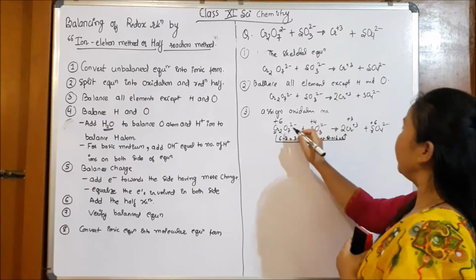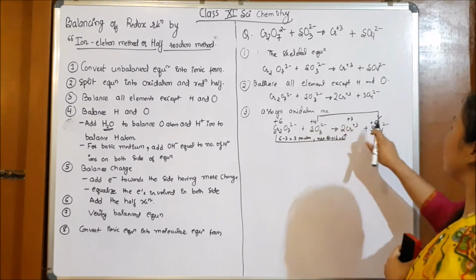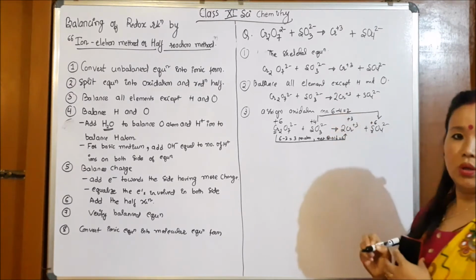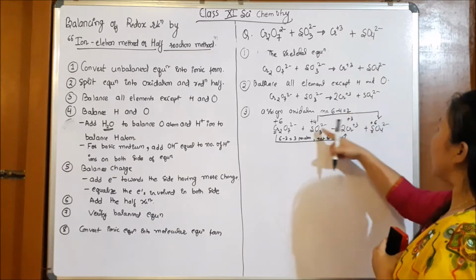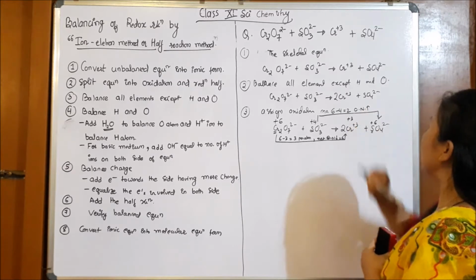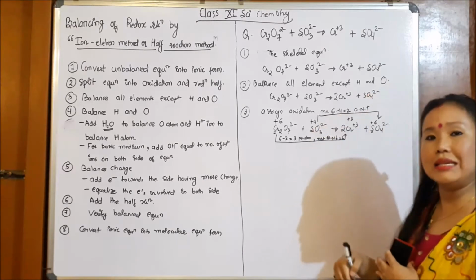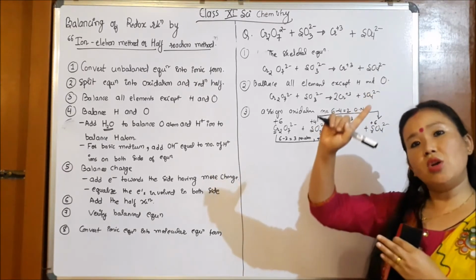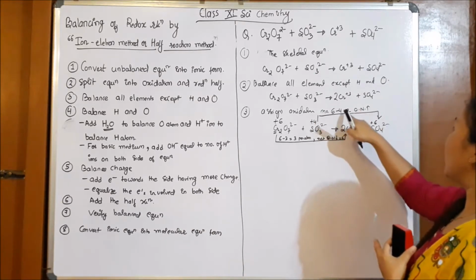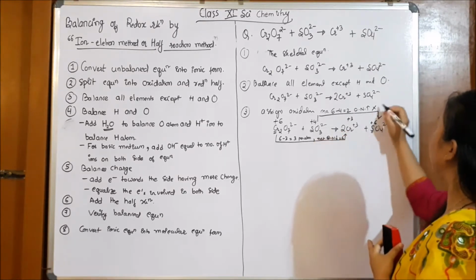Now here, sulfite to sulfate. What is the change in the oxidation state? 6 minus 4 gives 2. Okay? So here the net change is 2, an increase in oxidation number. Here the net change is a decrease of 6 in oxidation number. Now the increase and the decrease in oxidation number must be the same. So to make 2 into 6, what do you have to do? Yes, you need to multiply this 2 by 3.